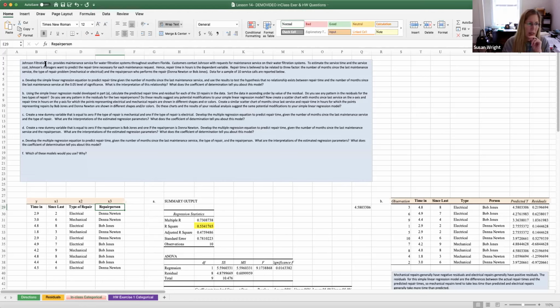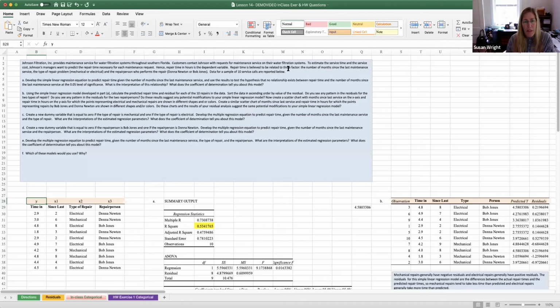All right, so let's read through. We've got a filtration company. They provide maintenance service for water filtration systems throughout southern Florida. Customers contact them with requests for maintenance service. To estimate the service time and the service cost, Johnson's managers want to predict the repair time necessary for each maintenance request. So that's what they're trying to predict, the repair time that it takes to do these repairs. Okay. Hence, repair time in hours is the dependent variable, the Y variable.